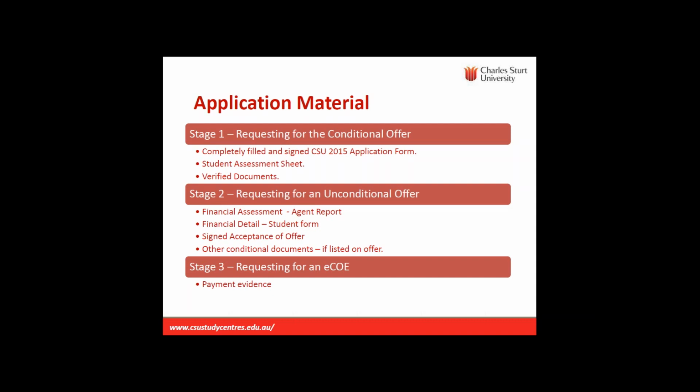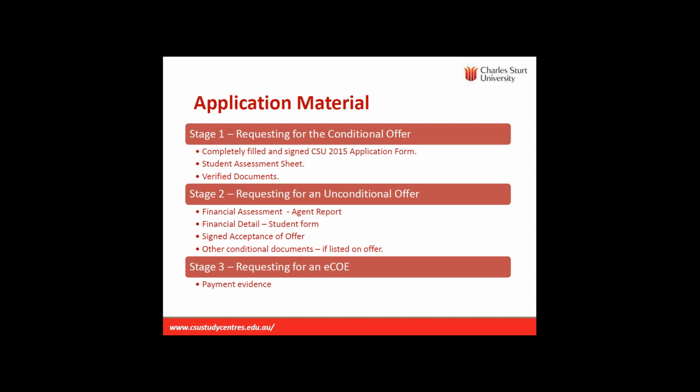And well, other conditional documents, if listed on an offer, can be something specific. It's case by case, but generally speaking, it's just the main 3 documents: financial assessment, financial details student form, and signed acceptance of an offer. So once we've signed it all, we are moving to stage number 3.